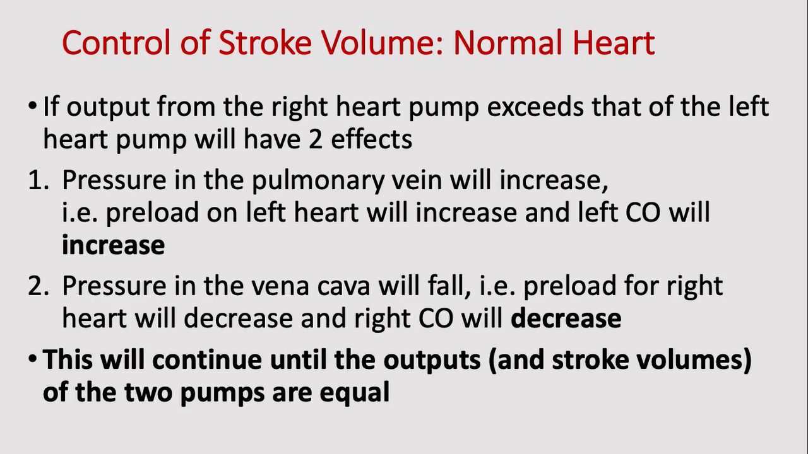So, in a normal heart, if the output from the right heart exceeds that of the left heart, it will have two effects. The pressure in the pulmonary vein will increase, i.e., the preload on the left heart will increase, and the left cardiac output will increase. Pressure in the vena cava, or the venous reservoir, will fall, i.e., the preload for the right heart will decrease, and the right cardiac output will decrease. So this will continue until the outputs and stroke volumes of the two pumps are equal, right?